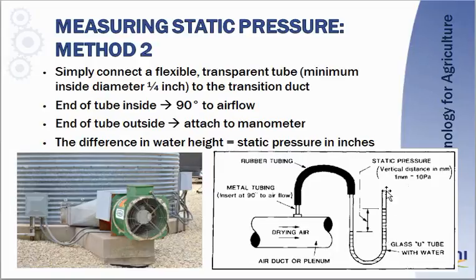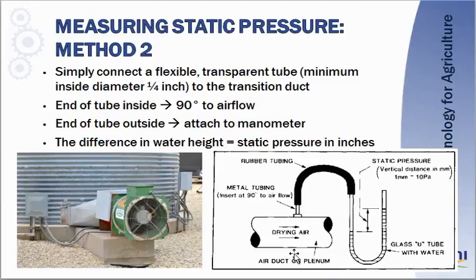So the height of the U-tube itself will have to be sufficient to accommodate the static pressure that you're going to be seeing. So if you're expecting 10 inches of static pressure, then this needs to be at least 10 inches tall. Because once you turn the fan on, the difference in height between this side and this side, right here, that difference in height is going to be your static pressure in inches of water.